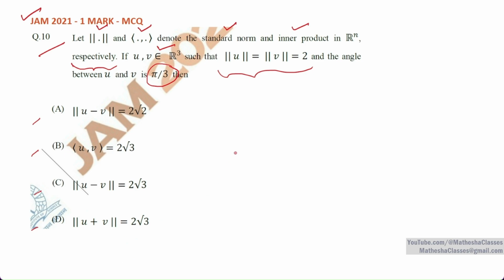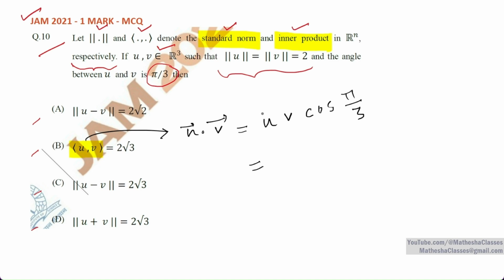First of all, we'll note one thing, that whenever we are talking about standard norm in Rn, it is nothing but the length. And whenever you are talking about the standard inner product in Rn, it is nothing but the dot product. So whenever you are trying to calculate the inner product of u and v, it is nothing but the basic dot product of u and v in R3. How do you calculate this? Inner product of u and v, that means the dot product of u and v, is just length of u times length of v times cos of the angle between them. So cos pi by 3.